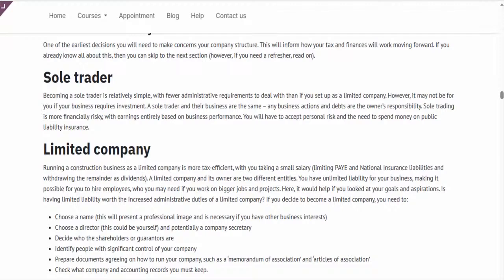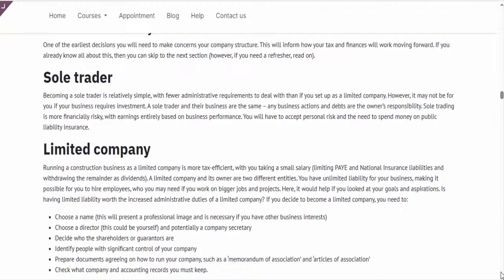Sole trader. Becoming a sole trader is relatively simple, with fewer administrative requirements to deal with than if you set up as a limited company. However, it may not be for you if your business requires investment. A sole trader and their business are the same. Any business actions and debts are the owner's responsibility. Sole trading is more financially risky, with earnings entirely based on business performance. You will have to accept personal risk and the need to spend money on public liability insurance.